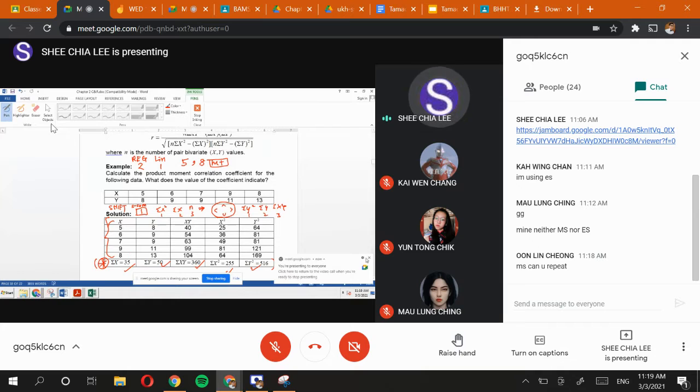First thing, go to your calculator mode button, press 2 times until you see the regression. Regression is number 2, press 2. Then you can see the linear. Linear is number 1, then you press 1. Okay? Then follow one by one. 5 and 8 is a pair, so 5, 8 M plus. Then 6, 9 M plus, 7, 9 M plus, 9, 11 M plus, 8, 13 M plus.